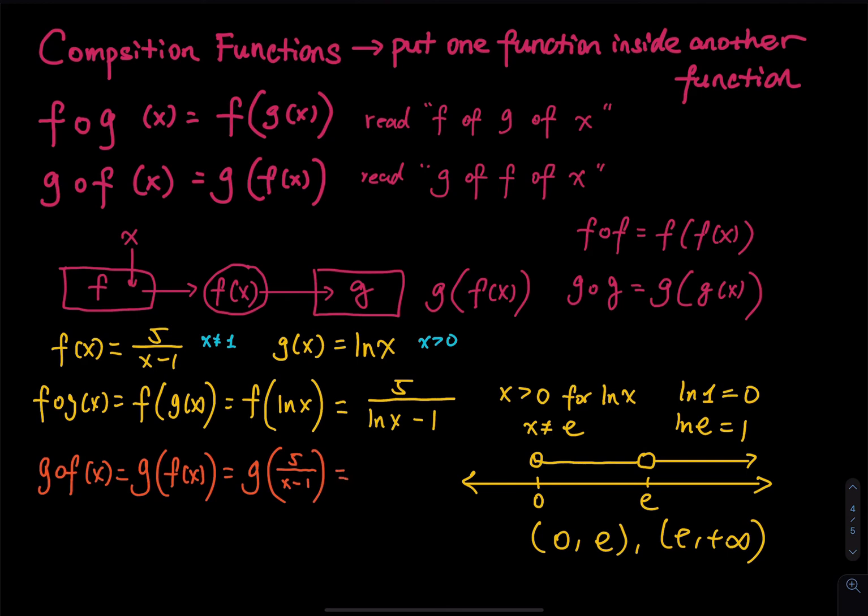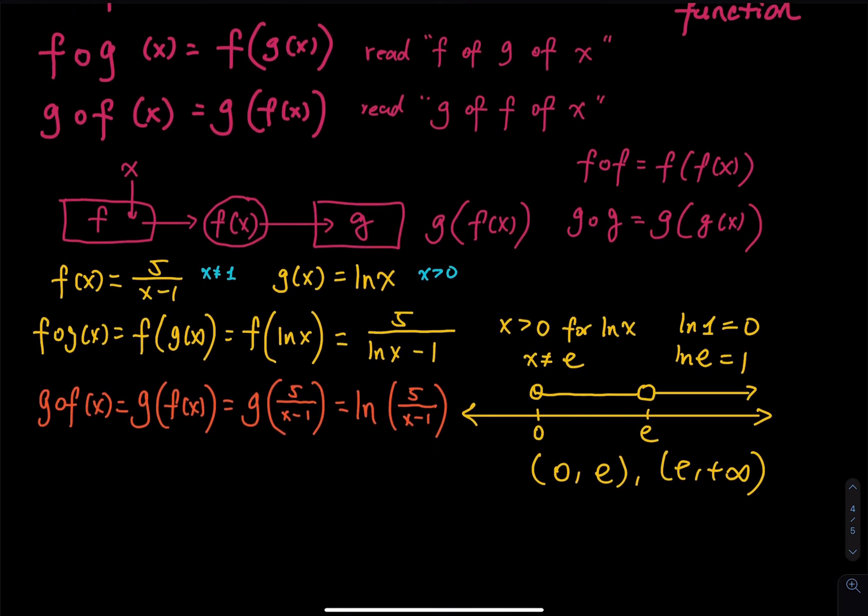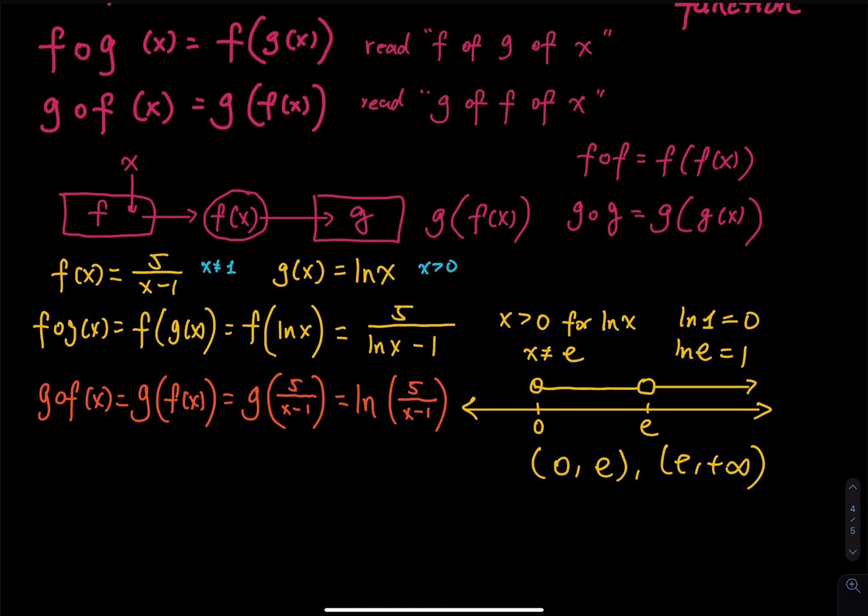So g was ln, the independent variable, right? So now you replace the independent variable with phi divided by x minus 1. Alright, so this is a ln of something. So first of all, I see a rational function inside ln, so I have to immediately say that x minus 1 cannot be equal to 0, so x cannot be equal to 1.